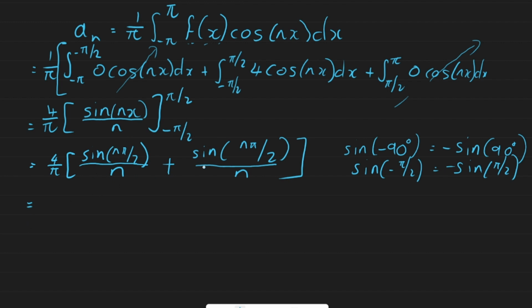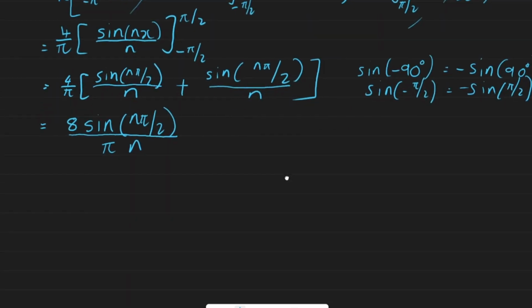So 1 plus 1 is 2, so 4 times 2 is 8. So what we're left with is 8 sine n pi over 2, divided by pi n. So now we just need to understand how we can get these coefficients out of this result.